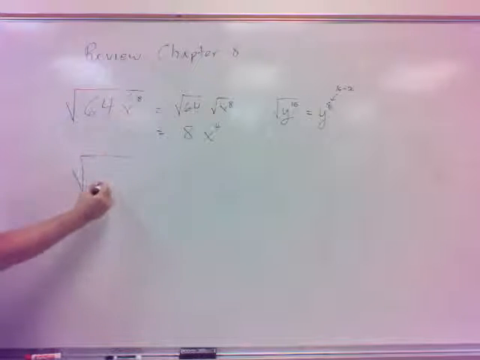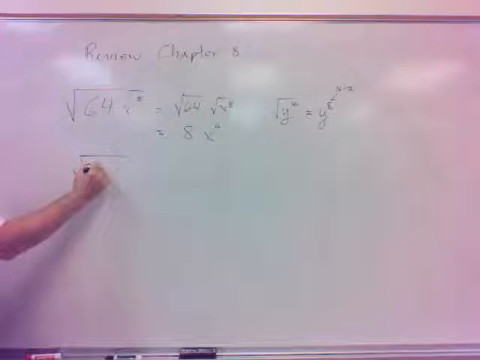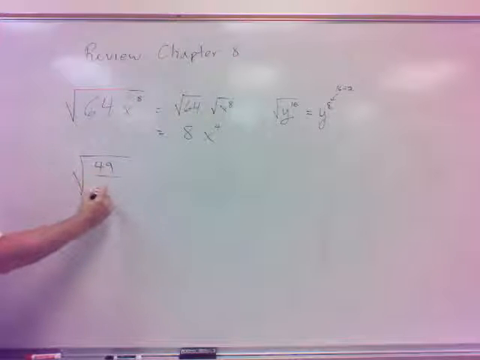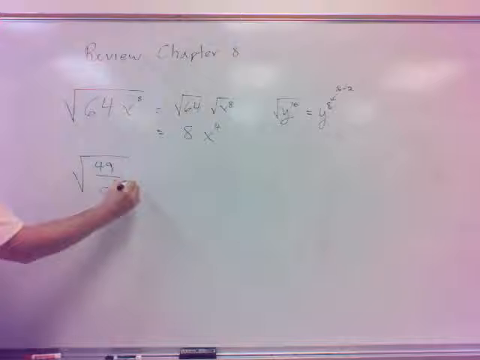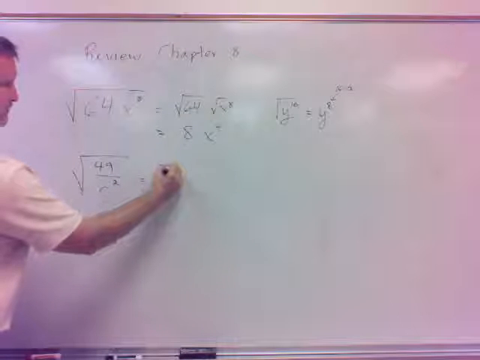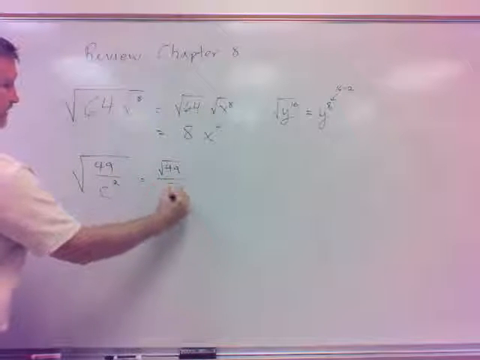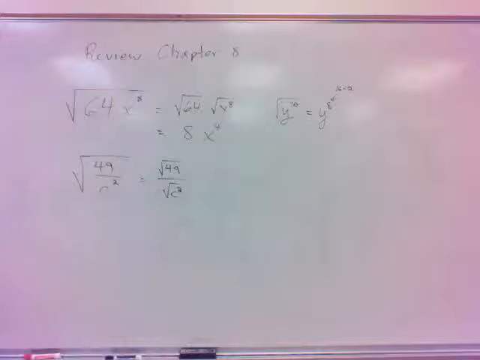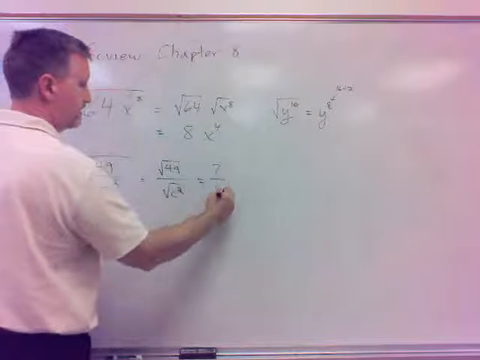Now, can I split the square root of 49 over c squared? Yes, I can. I can split it. Divide, you can split. 7 over c, that would be, right?